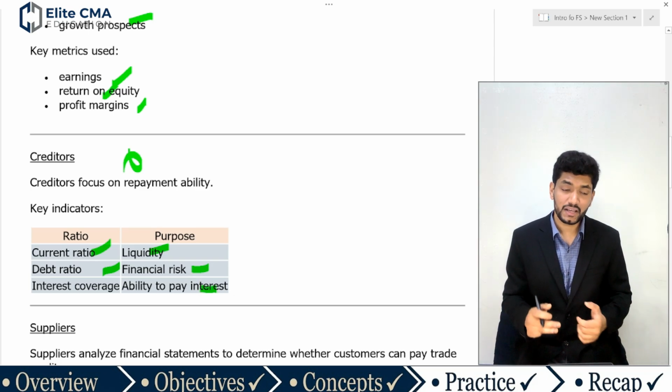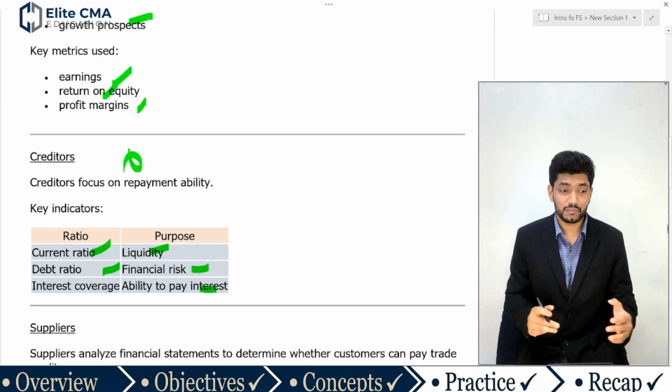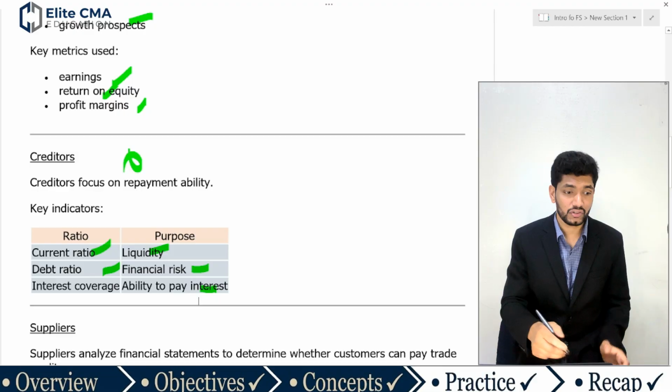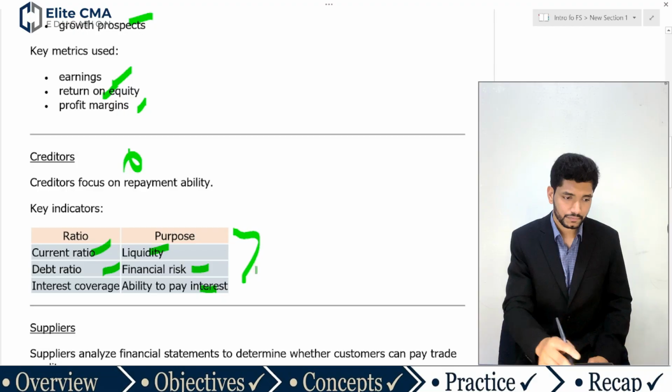So the creditors will mainly evaluate the liquidity, financial risk, and the coverage. That means the ability to pay interest on time. So these are the key metrics creditors normally measure.